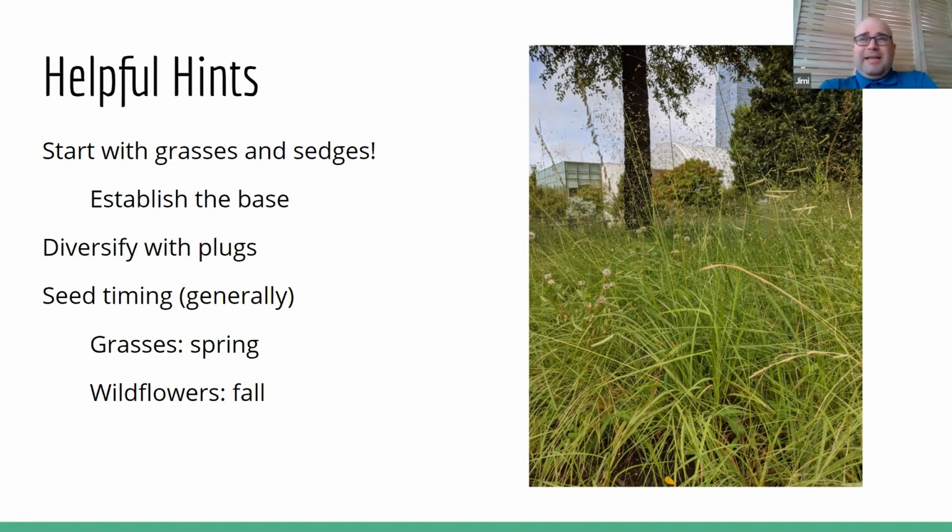seed timing, generally April on is a good time to start seeding your grasses. And then wildflowers, I really like seeding my wildflowers in the fall. I would say mid-October for central Oklahoma is where I get the best results. If you're in southern Oklahoma, you would wait until late October. And in colder regions, the further north you go, you'll probably look at a little bit earlier in October.